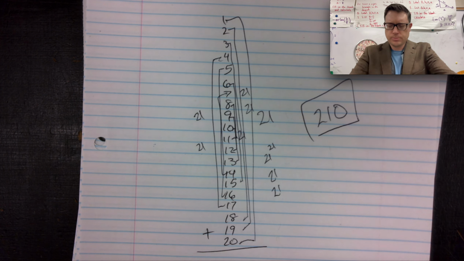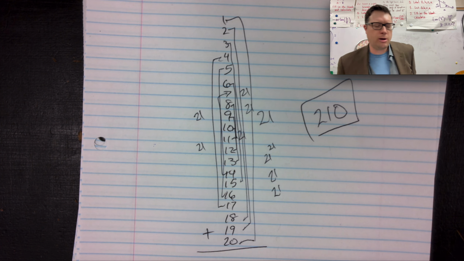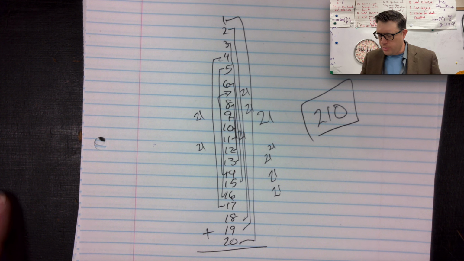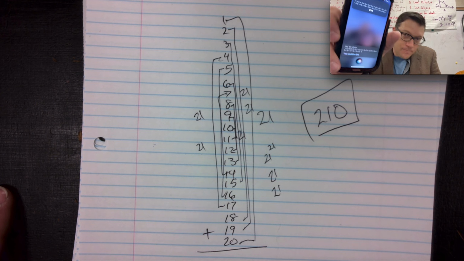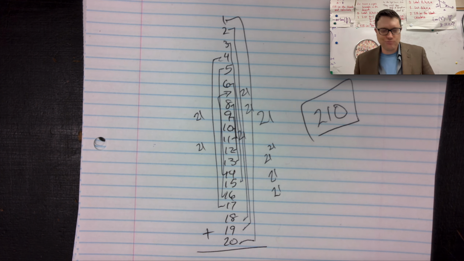Let's try it out. I'm going to let technology help me out. Here we go. Hey Siri, what's 1 plus 2 plus 3 plus 4 plus 5 plus 6 plus 7 plus 8 plus 9 plus 10 plus 11 plus 12 plus 13 plus 14 plus 15 plus 16 plus 17 plus 18 plus 19 plus 20? That would be 210. I feel pretty good about that.